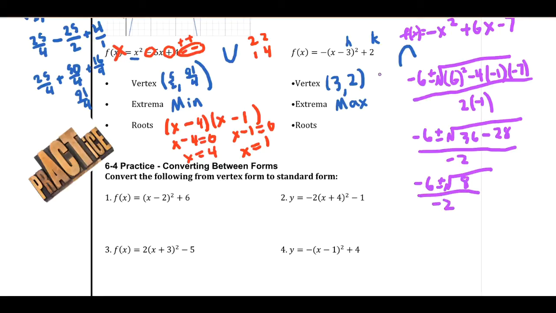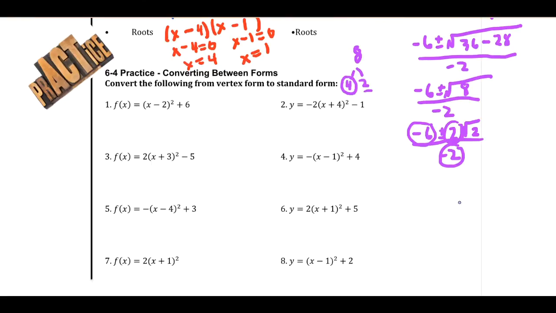Now I want to go ahead and simplify this as much as possible. So if I look at 8, that breaks down into 4 times 2. 4 is a perfect square, so that 4 can come out to the outside. We take the square root of 4 and we get 2. We're left with this 2 on the inside over negative 2. Now we can look at these 3 pieces and see that a 2 will go into all 3 of them. So that's actually going to give me negative 3 plus or minus the square root of 2 divided by a negative 1.